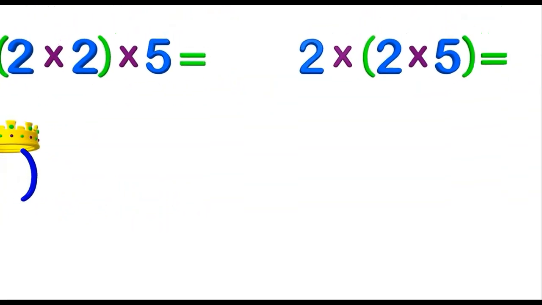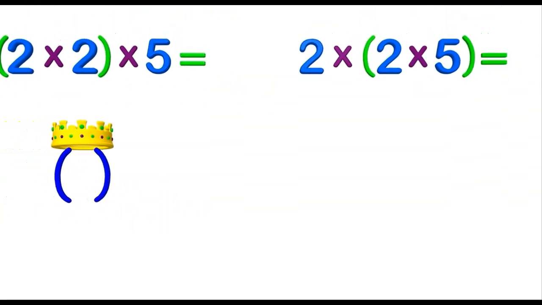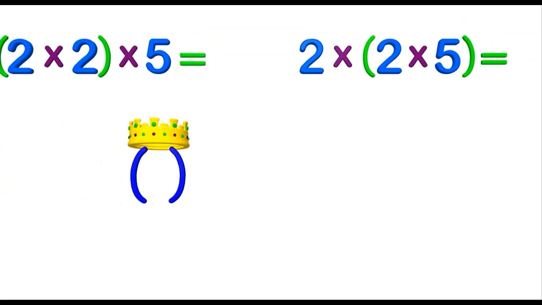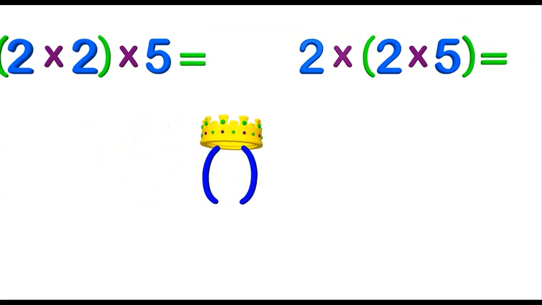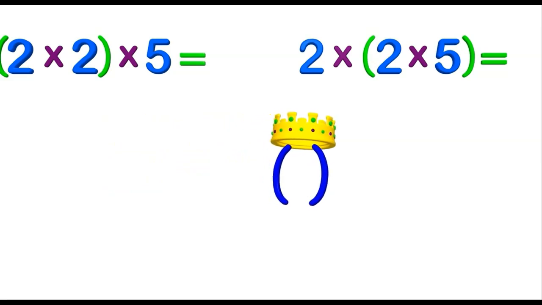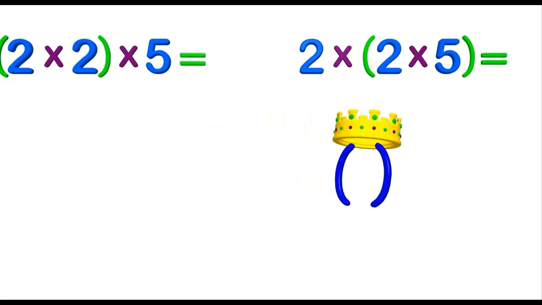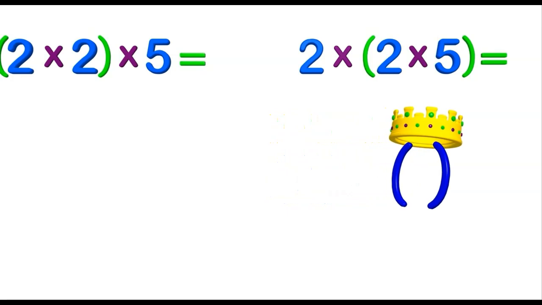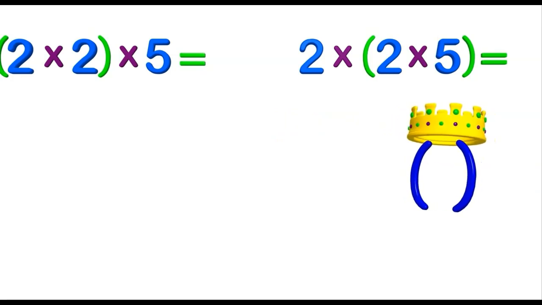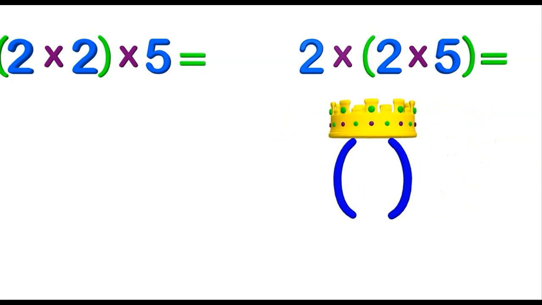This time our friend King Parentheses is helping us group the numbers by putting a parentheses around 2 of the numbers. We can see that we have the same problem on both sides of the board, but with the parentheses grouping different sets of numbers. We learned before that both of these problems should come out to be the same answer or product.